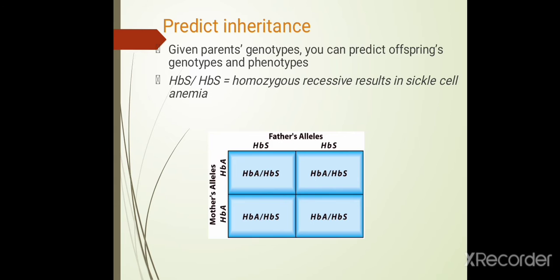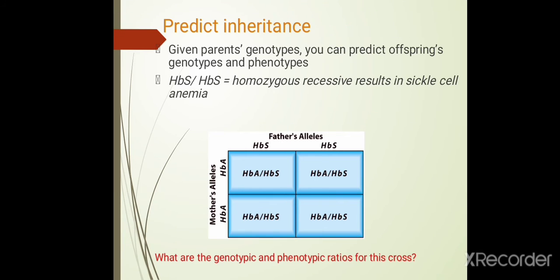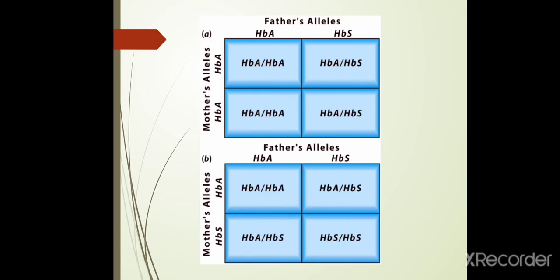Now we have here the predicted inheritance. In the picture, given the parents' genotypes, you can predict offspring's genotypes and phenotypes. So both HBS, or heterozygous, and homozygous dominant are normal. Here's another picture.